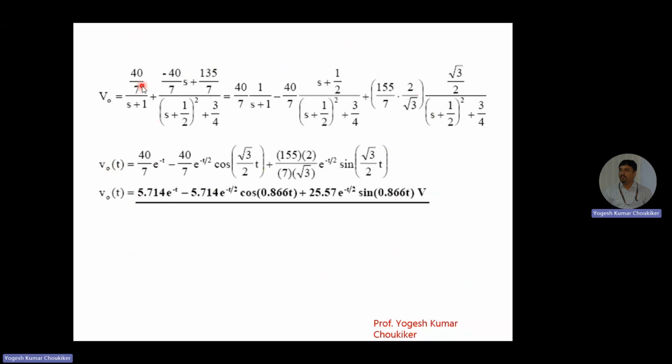After putting in the values, we have a complete equation: (40/7)/(s+1) minus (40/7)(s+1)/2 divided by ((s+1/2)² plus 3/4). We can arrange it in the form of the Laplace properties for taking the inverse Laplace, and finally we will write our equation in the time domain, because our question is in the time domain. That's why we have to take the complete solution in the time domain.